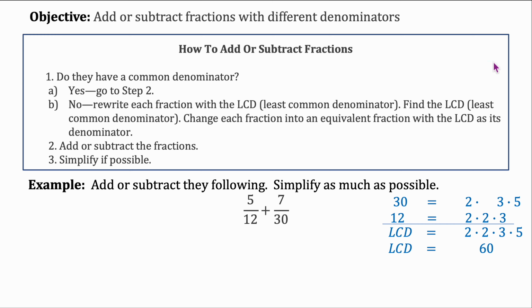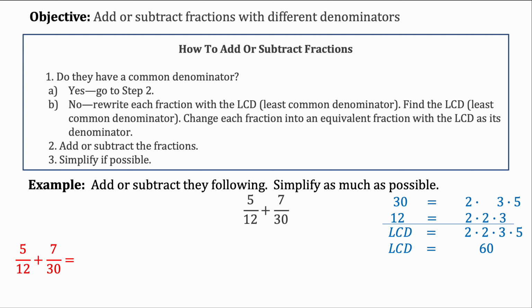So 30 is 2 times 3 times 5. 12 is 2 times 2 times 3. They already have a 2 in common and a 3 in common, but we need a 2 from the 12 and a 5 from the 30. And so if we look at what that would be, 2 times 2 times 3 times 5 is 60. So the least common multiple of 12 and 30 is 60. So that would be the least common denominator that we want to use.